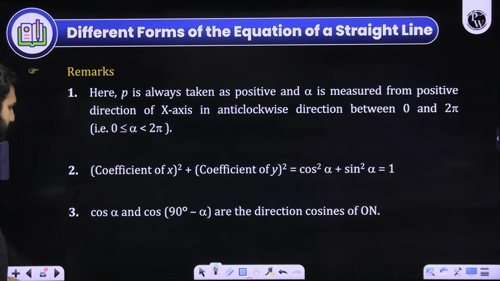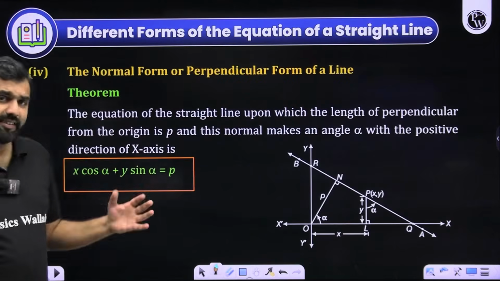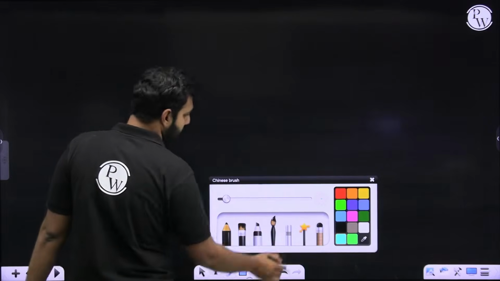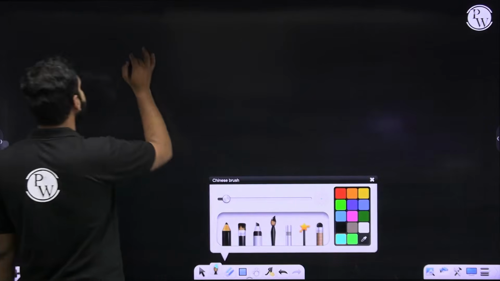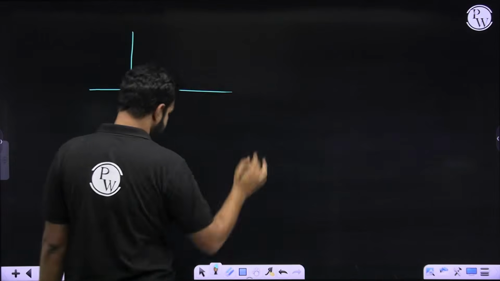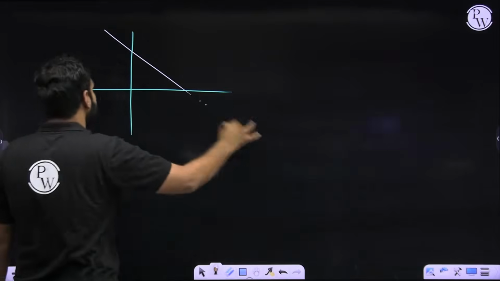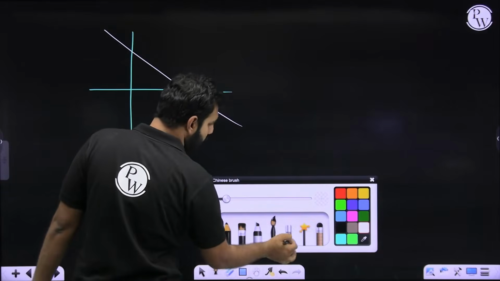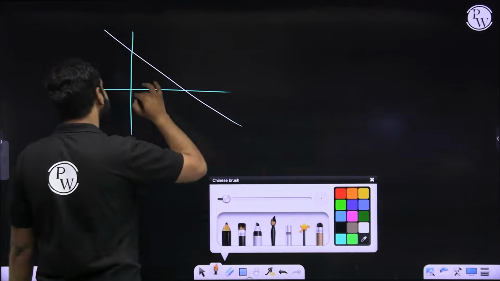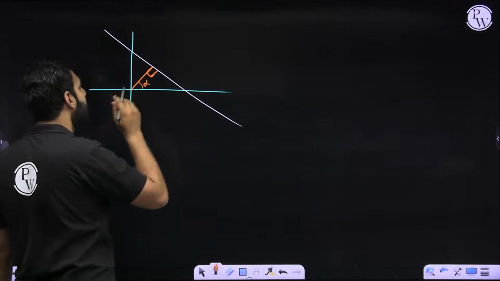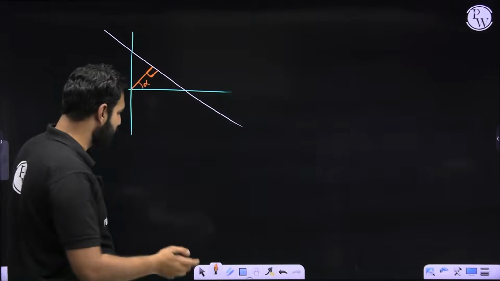The idea is really simple. First of all, please understand, it has its own very decent, very simple proof. I'll directly give you the result here. Let's say we have our Cartesian system, x-axis and y-axis like this, and we have our straight line going like this. On this straight line I'm dropping a perpendicular like this. And this perpendicular makes a positive angle alpha with the positive x-axis. I hope there is no confusion on it.